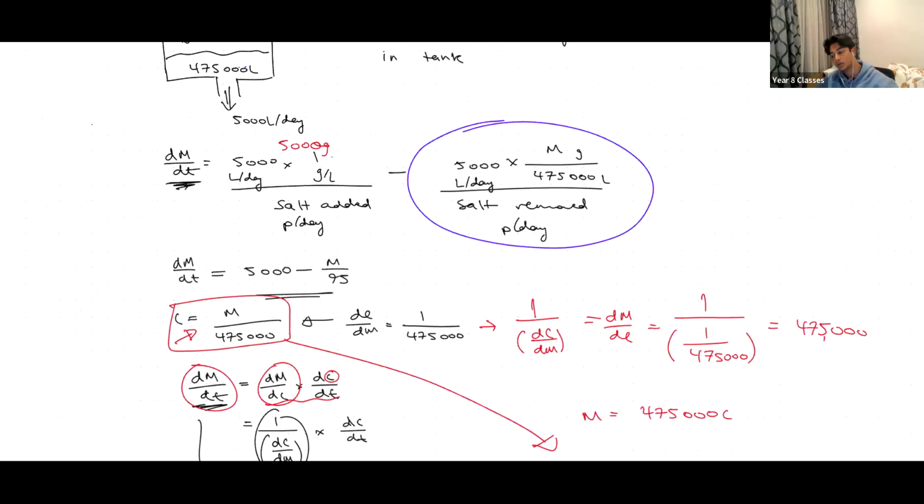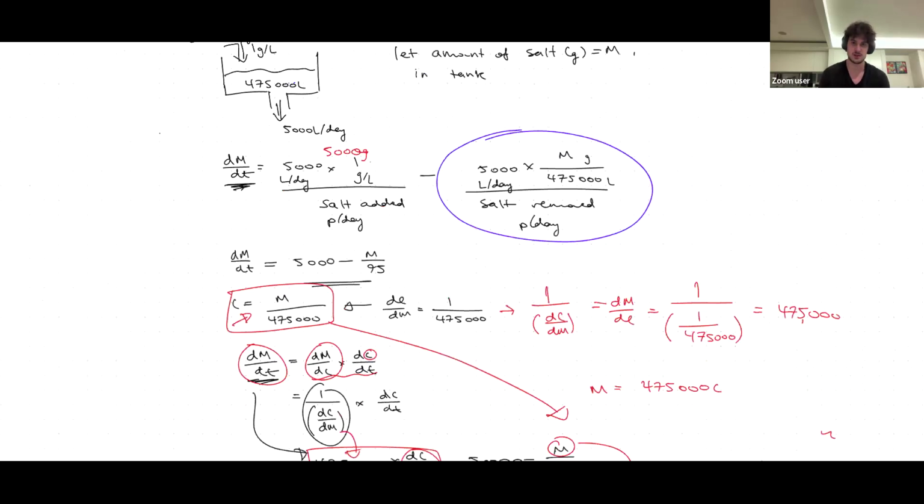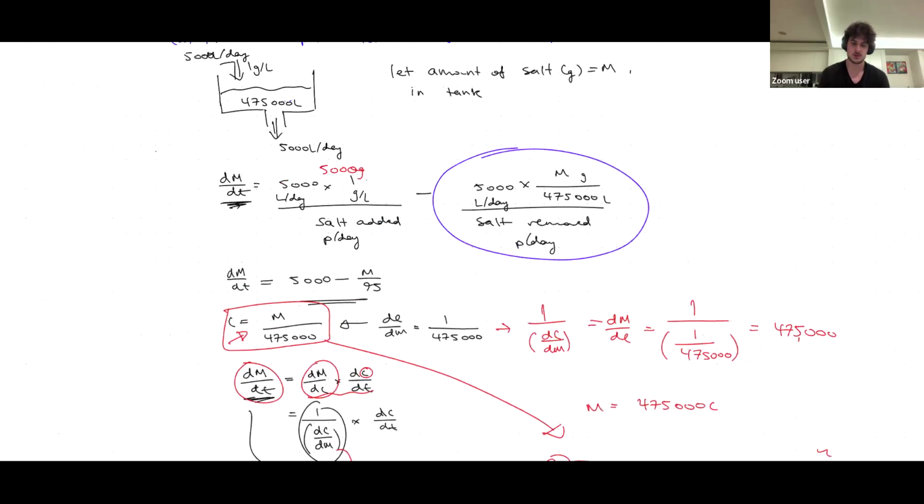Because the concentration of salt in the water is that plus that. Because there's 5,000 liters of water added every day as well with the salt. So it gets added and then it gets subtracted. So you're saying if you add 5,000 grams of salt, you're also increasing the volume by 5,000. Yeah, so you're increasing the volume by 5,000 and then decreasing the volume again.